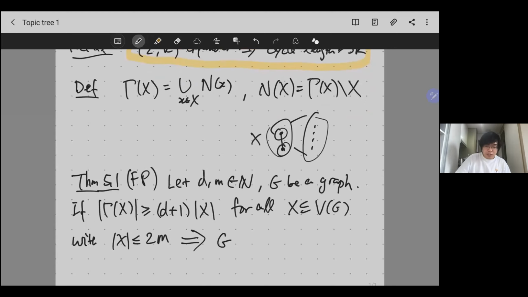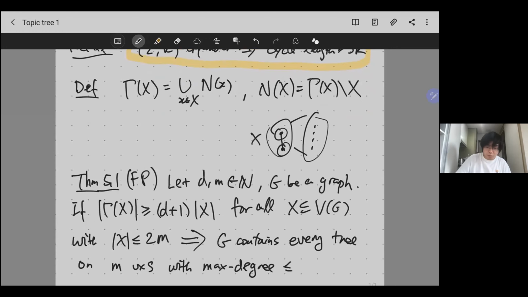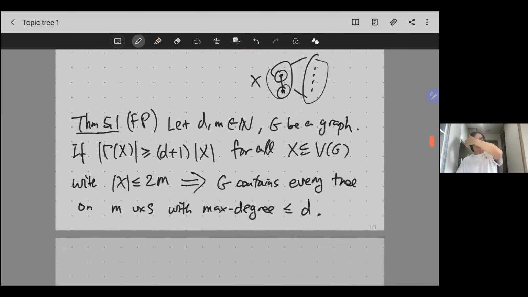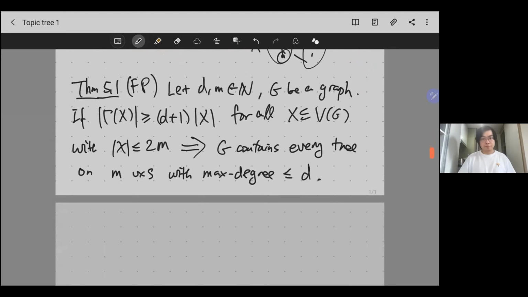Then G contains every tree on m vertices with maximum degree at most d. Okay, so basically, if you have the expansion property for small sets, then you contain small trees, all the small bounded degree trees.